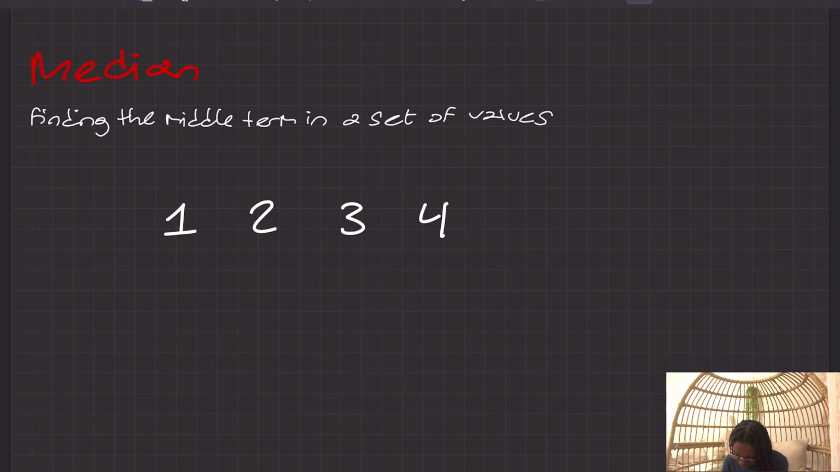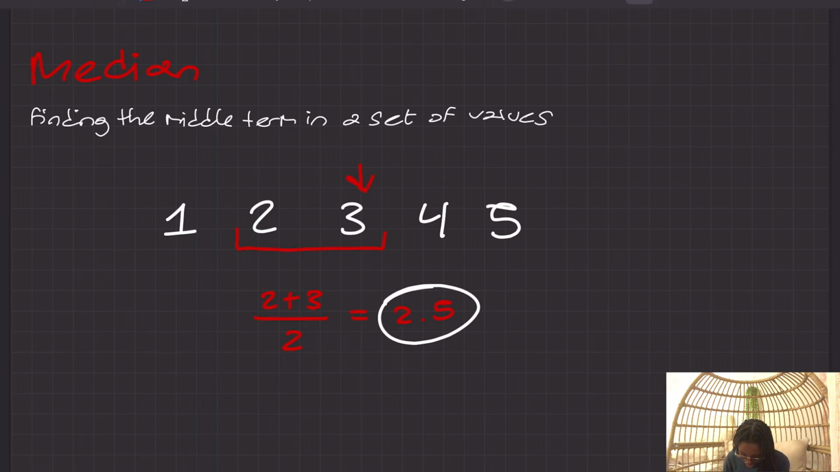For example, if you had 1, 2, 3, 4, 2 and 3 are the numbers in the middle, so you would add 2 and 3 together and then divide by 2 to get 2.5, and that would be your median. Now, you're lucky if you have an odd number, because then you don't have to do this. The median is usually represented by a capital M for median, so that's not too bad.